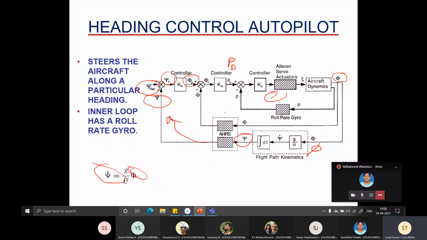And the inner loop is a stabilization loop, okay, that you learn next semester in flight dynamics, as part of the stability augmentation system. Okay, SAS.